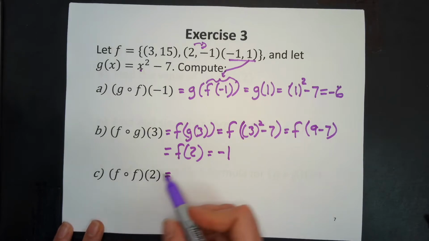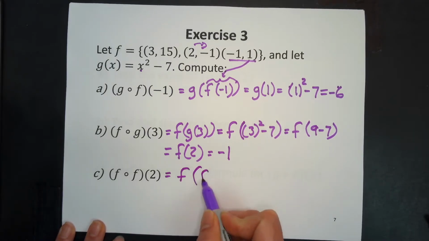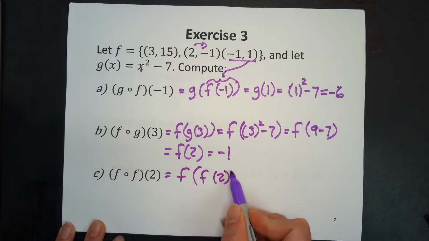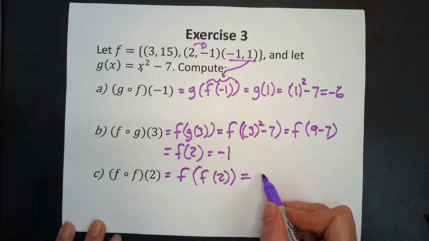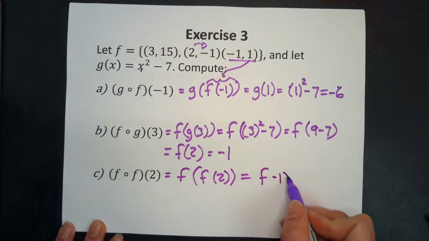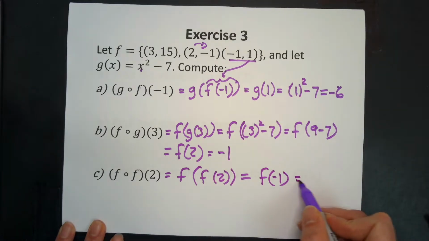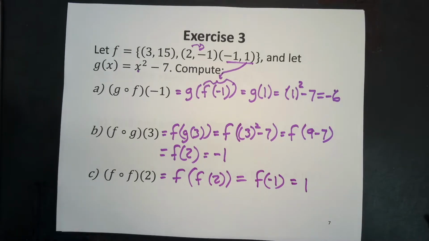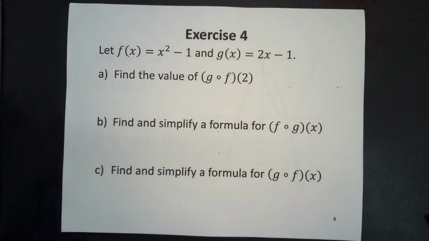Here we have something kind of silly where we compose a function with itself, which you can do. So f of f of 2. Well, where does 2 go? It goes to -1, so it'll be f of -1. And where does -1 go? It goes to 1. So that would just be 1 back out. So you can compose a function with itself. That totally can happen.